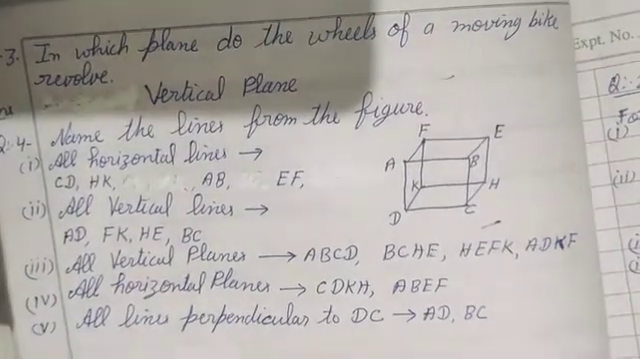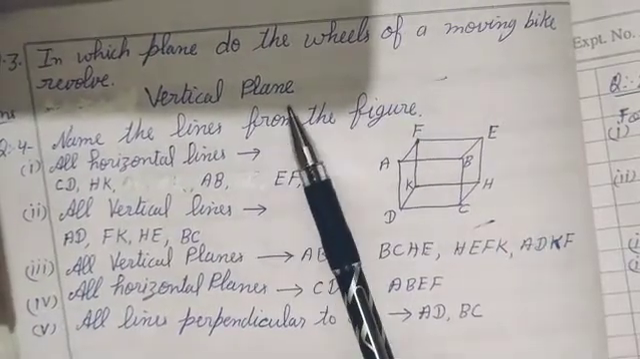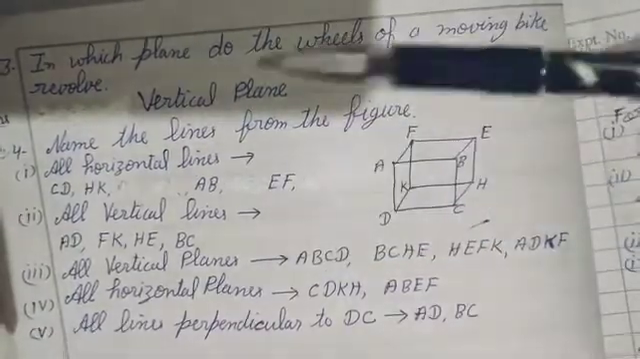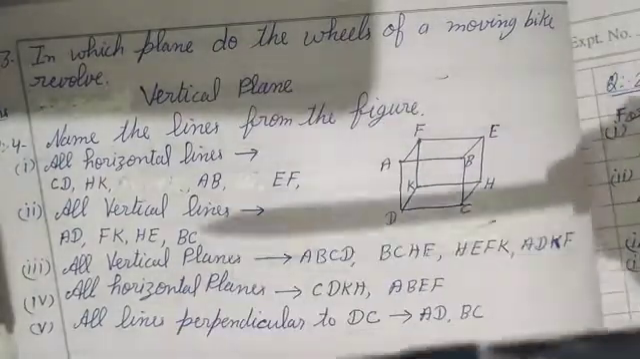Question number 3. In which plane do the wheels of a moving bike revolve? Answer is vertical plane, because the wheels will move like this. Can you understand it? I hope you can understand that wheels will move in this position.